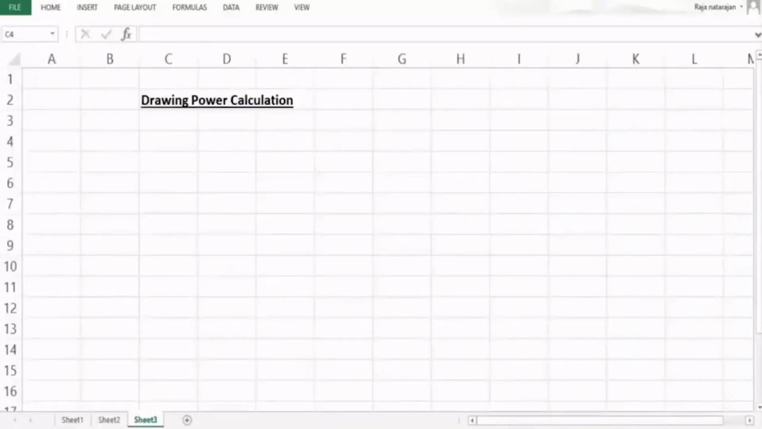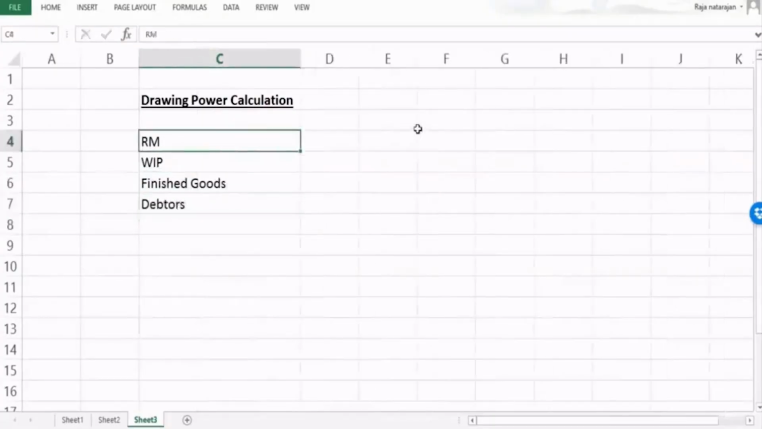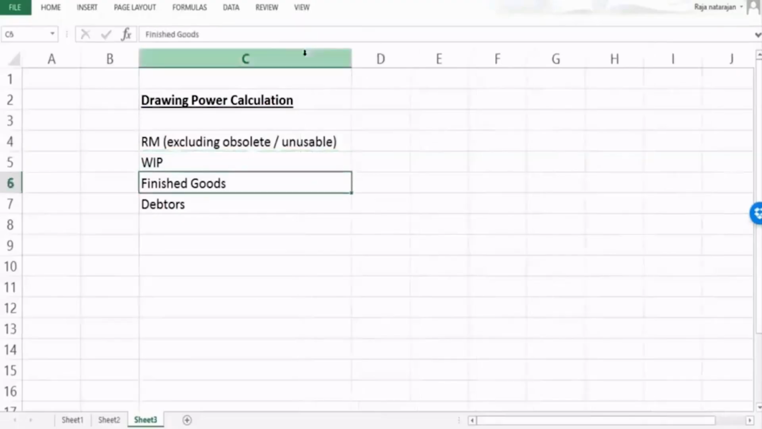Let's understand how drawing power is calculated in case of cash credit facility. Cash credit facility is basically sanctioned against inventories and debtors. So the inventories have to be divided into 3. It is raw material, work in progress, and finished goods. Then debtors. Now within inventories, the unusable materials or obsolete raw materials have to be excluded, right? So we'll say excluding obsolete or unusable materials. So they got to be excluded, and same is applicable for finished goods also.